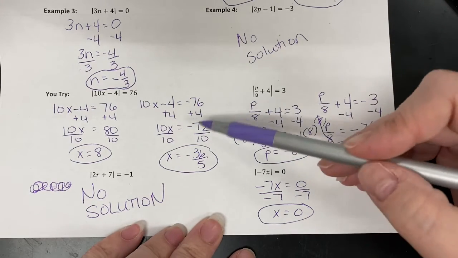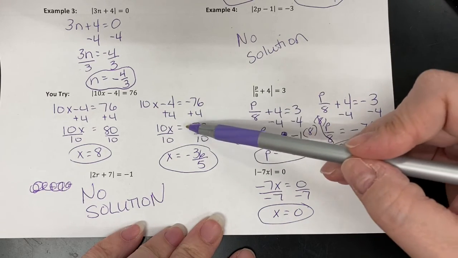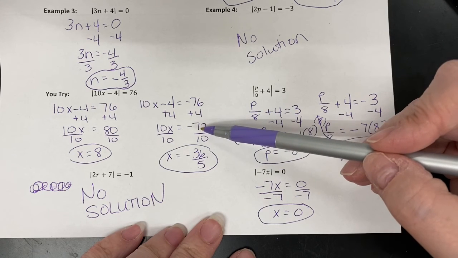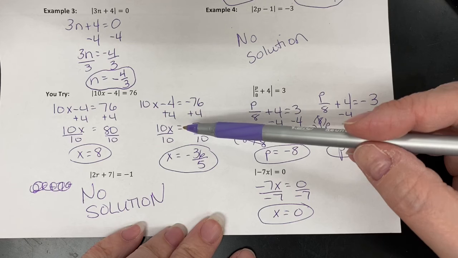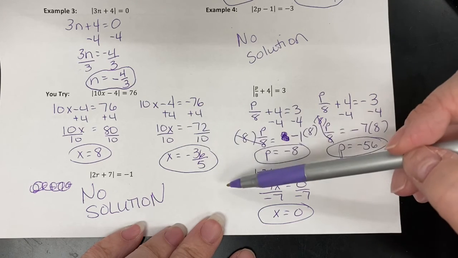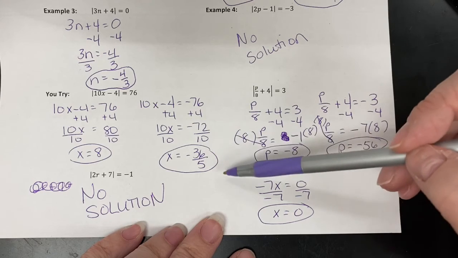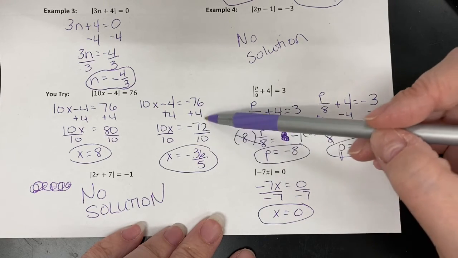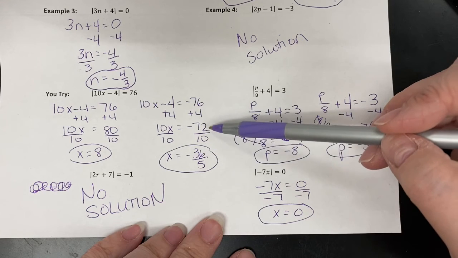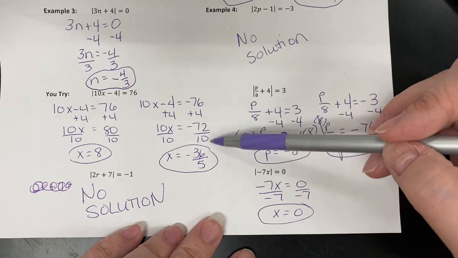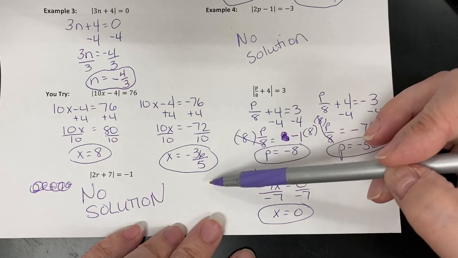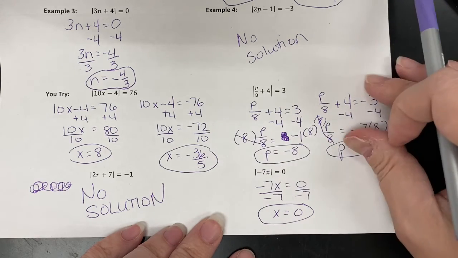We do get a fraction here. When you divide by 10, you get -72 over 10. You could type that into a calculator and get -7.2, but we prefer improper fractions. So this is the correct answer. Reducing it will get you a better answer. So 2 goes into both of these numbers. 2 goes into 72 36 times, 2 goes into 10 5 times. So that's how you reduce that fraction.